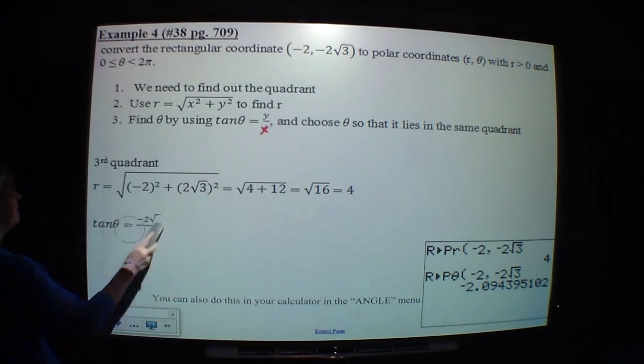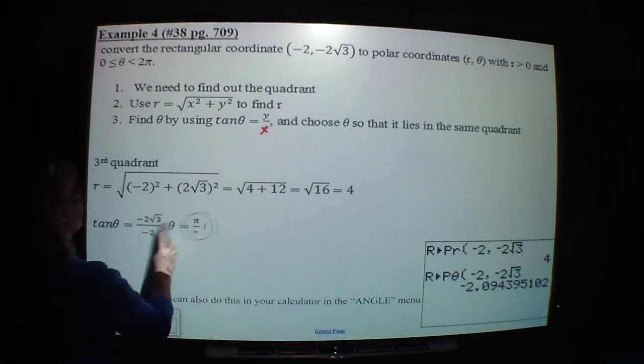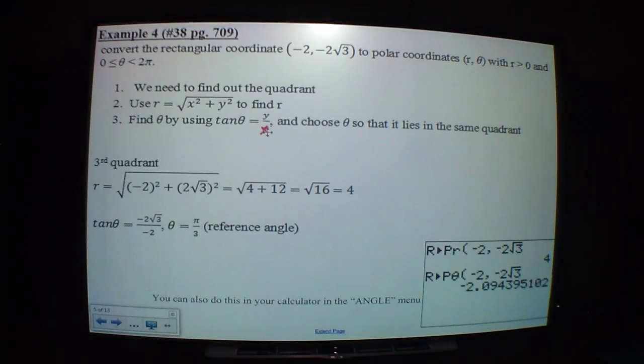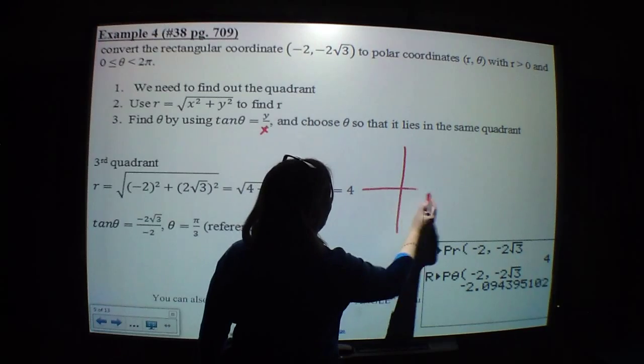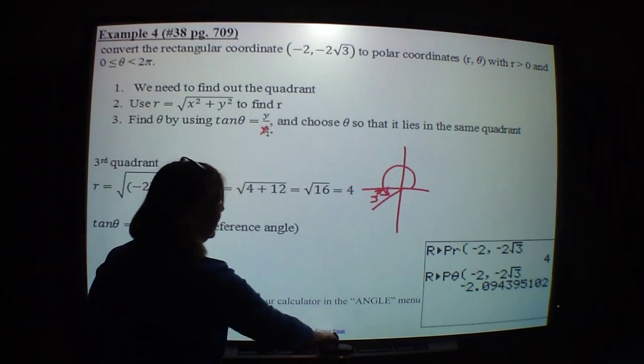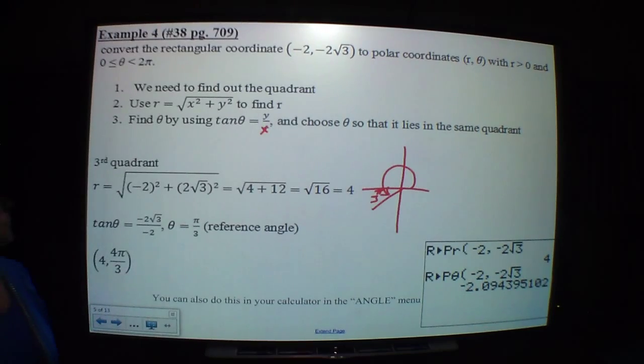And then, when you're doing this, tangent of theta is your y, which is negative radical 2 over 3, or negative radical 2 times 3, over your x, which is negative 2. If you put it in your calculator, you get a pi over 3, but that's only telling you your reference angle. I'm in the third quadrant with a pi over 3 reference angle. That is my theta from 0. So that would be then 4 pi over 3. So my r is 4 and my angle is 4 pi over 3.